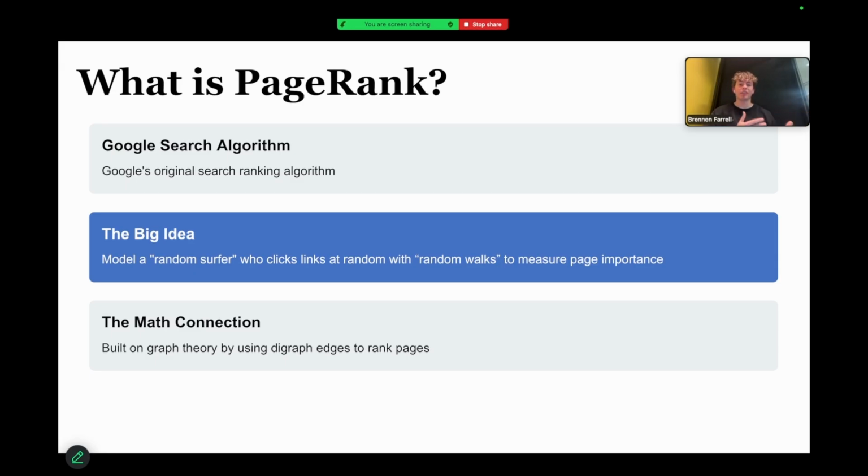The big idea is that you have a random surfer who will click a link at random. So this is kind of like a random walk, randomly walking through links, and we use that to measure page importance. It's very much based on the graph theory that we use in class, as it works a lot with digraph edges and uses those to rank pages.